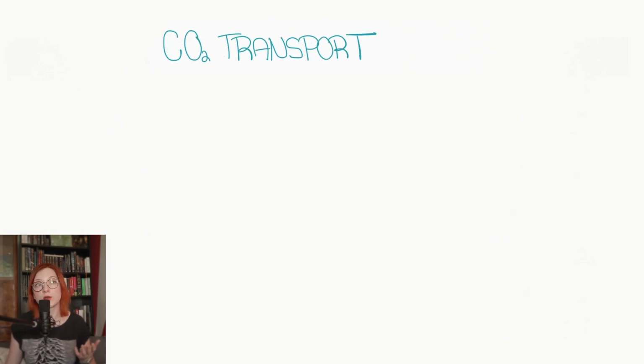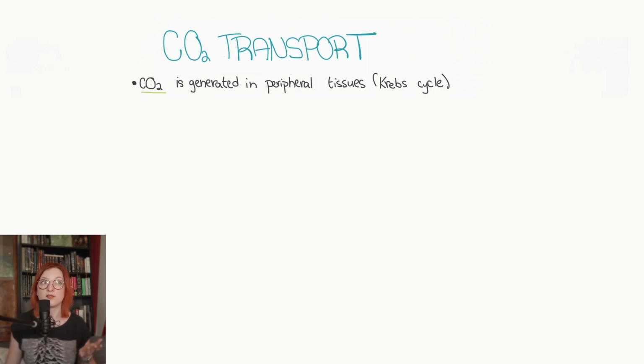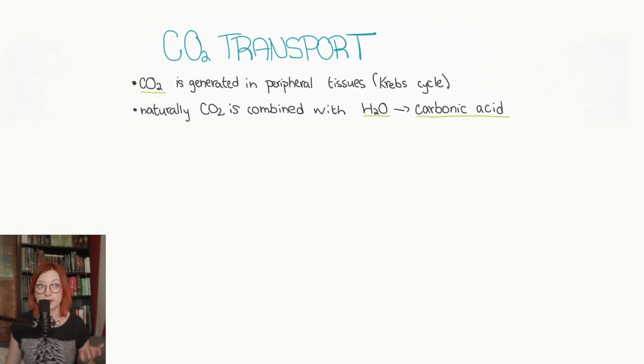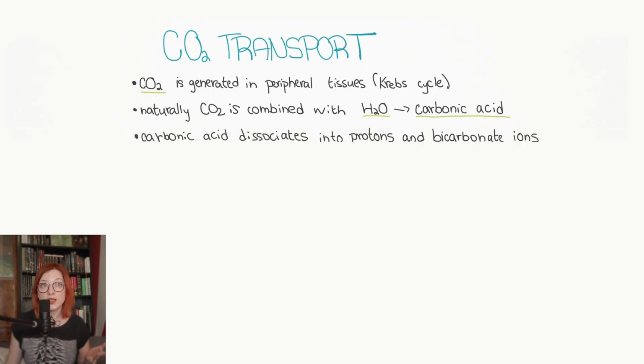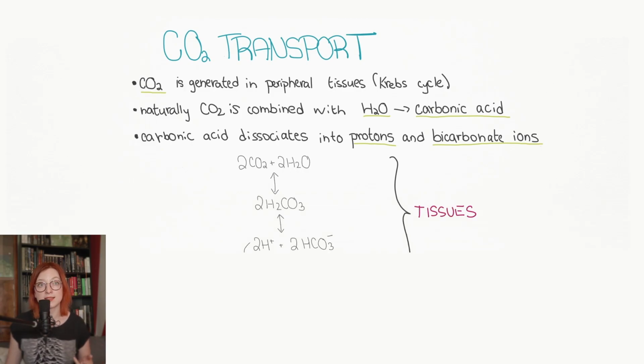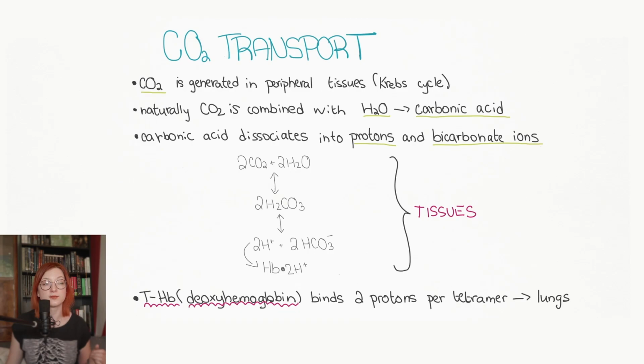Now it is time to talk about carbon dioxide transport. Carbon dioxide is generated in peripheral tissues by Krebs cycle. Carbon dioxide immediately combines with water to form weak carbonic acid, which dissociates into protons and bicarbonate ions. Deoxyhemoglobin, T-state hemoglobin, acts as a buffer against acidification by binding these protons and delivering them to the lungs. It can bind 2 protons per tetramer.